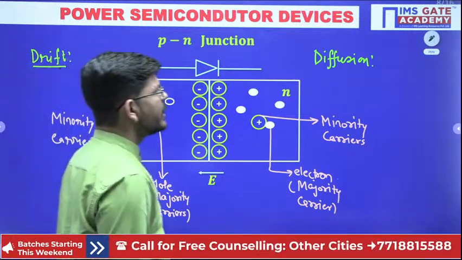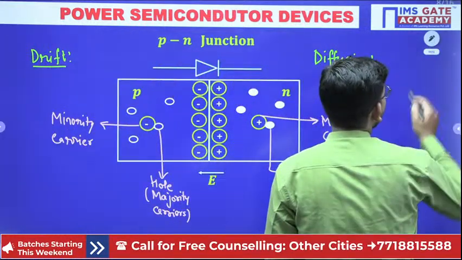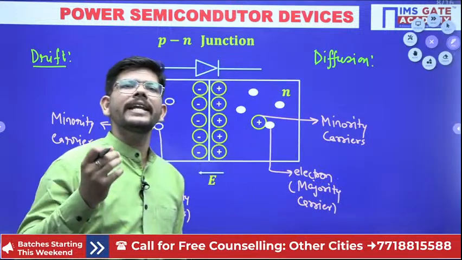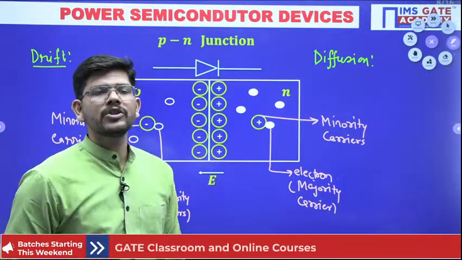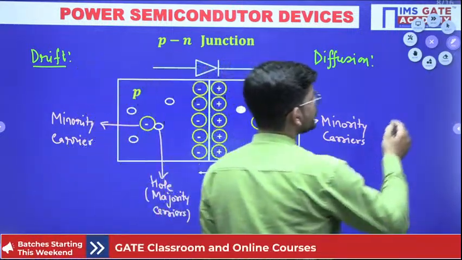Now what do we mean by diffusion? If the current is due to a change in the carrier concentration, then that current is called the diffusion current. So why is this current there?